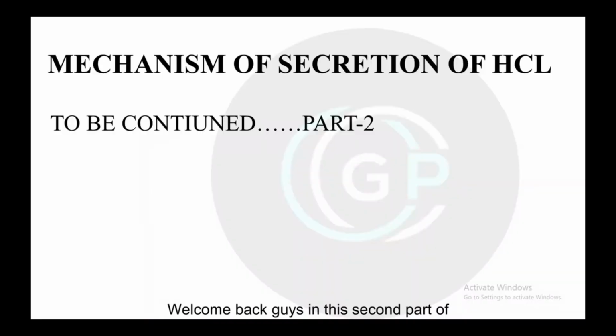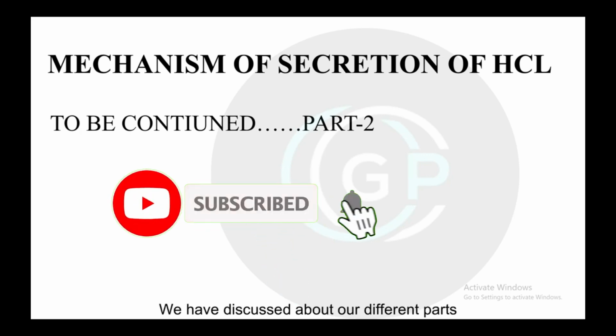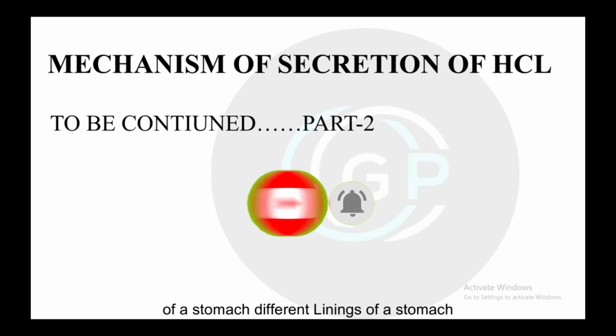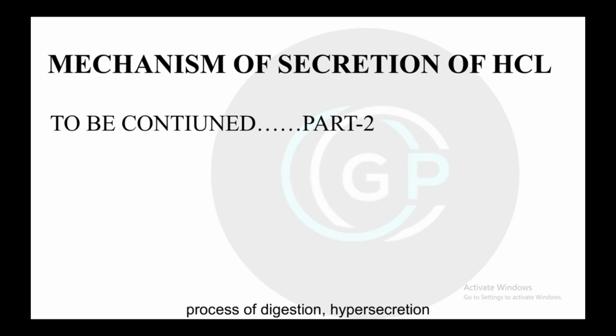Welcome back guys, in this second part of this tutorial video about the peptic ulcer. In the first part of this video, we have already discussed different parts of the stomach, different linings of the stomach, the process of digestion, hypersecretion and hyposecretion of HCl. Now in this second part of the video, we'll talk about the mechanism of HCl secretion from the parietal cell. Similarly, we'll talk about the causes of peptic ulcer and treatment of peptic ulcer. So let's move on towards our next slide.